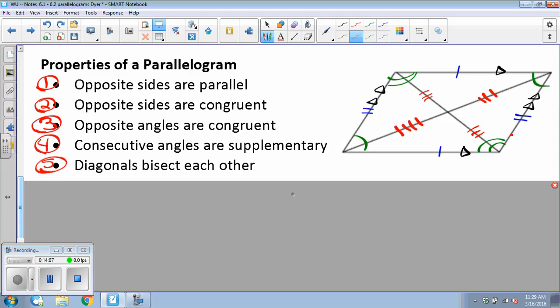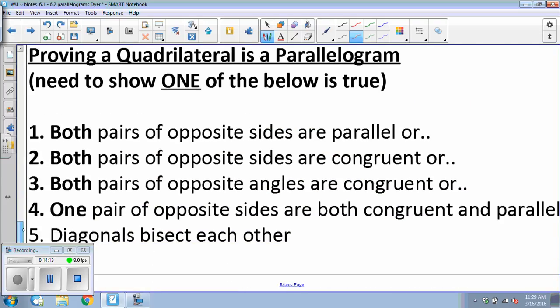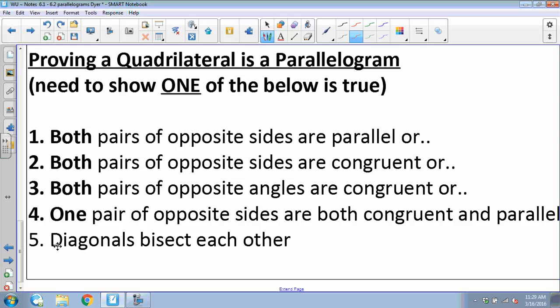And that is what the next list is for. If you had to prove that a quadrilateral is a parallelogram, then you have to show that only one of these conditions is true. Not all of them, just one of them. If any one of these things is true, then yes, you can definitively say that it is a parallelogram.